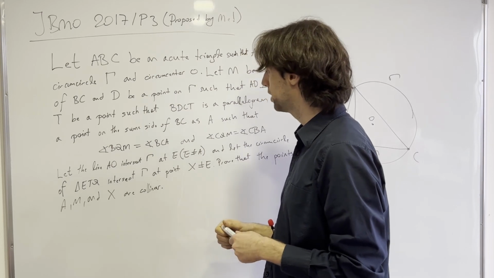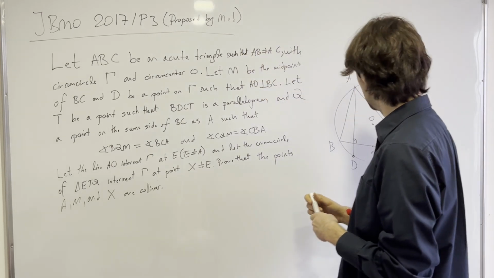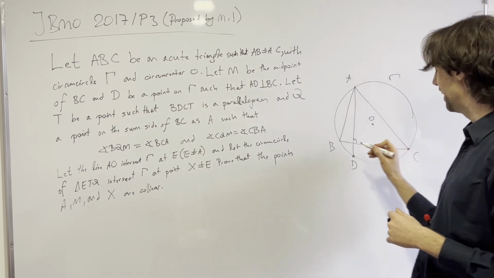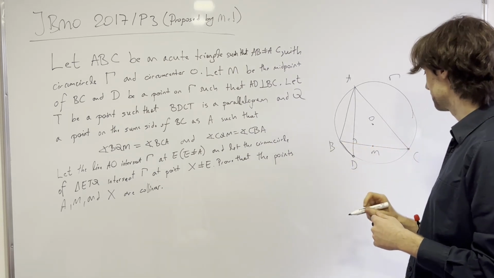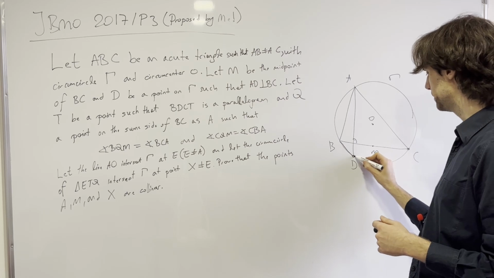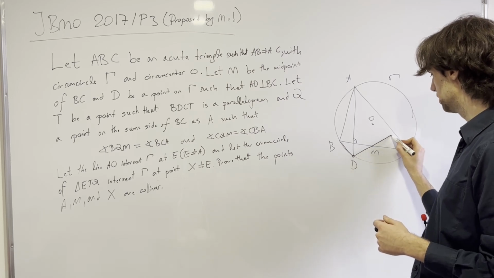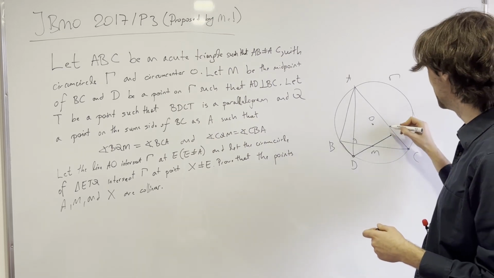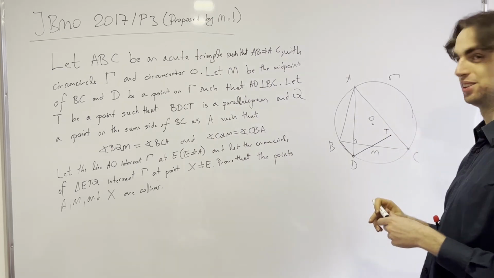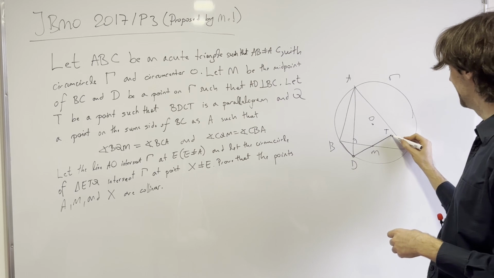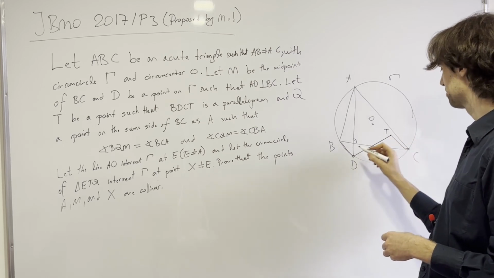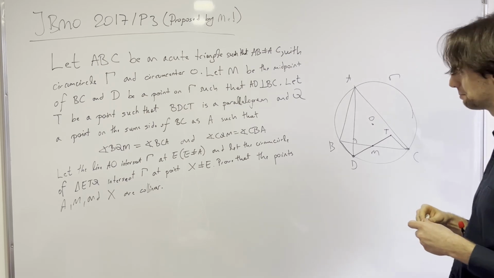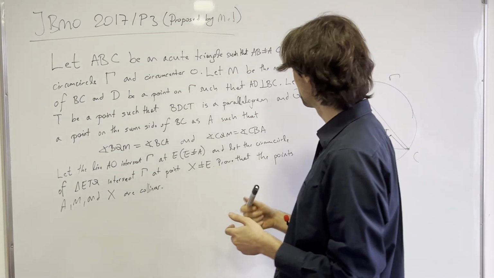T is a point such that BDCT is a parallelogram. I'm just recalling now how I made this problem. So that is really just a reflection of D with respect to M. Oh, I can see now why it seems so scary. And so we have this is D, it's here, a reflection here. Okay. What else do we have?